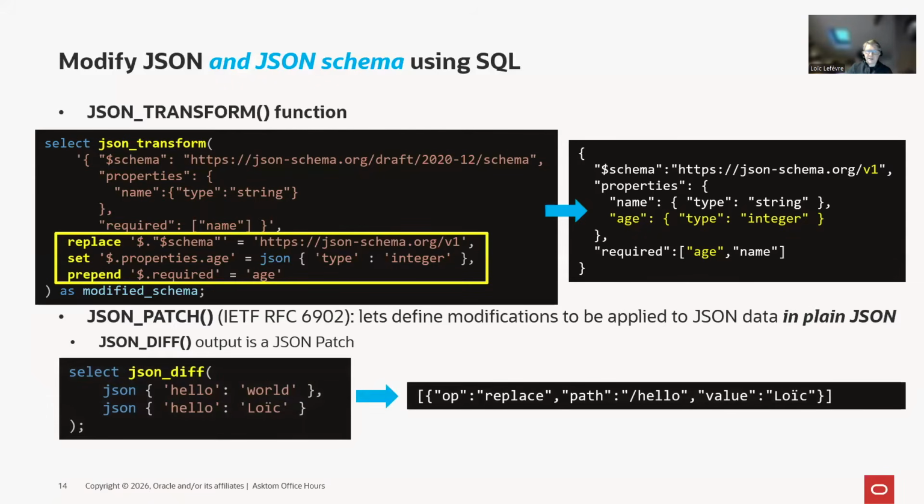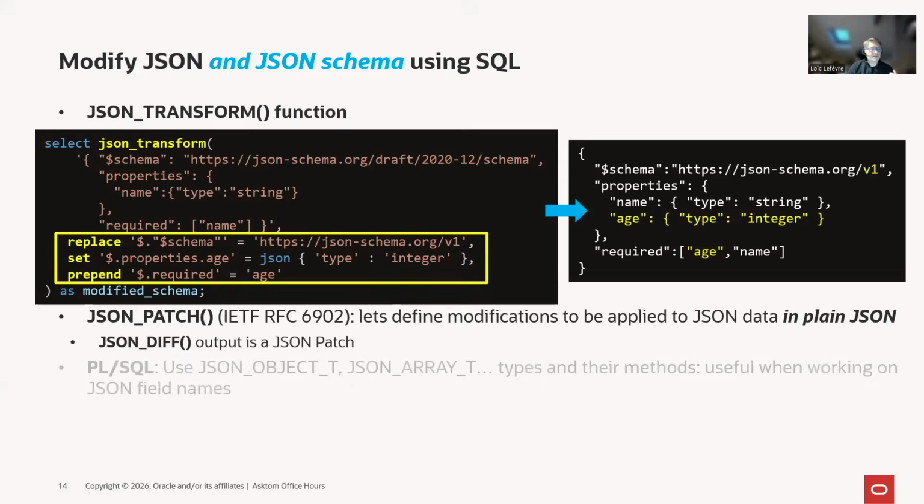We have another way to modify documents using the JSON patch, coming from the standard RFC 6902. It lets you define modifications to apply to JSON data, but in plain JSON. So you can programmatically generate your JSON patch. And guess what? The JSON diff function actually does that. For example, if you do the difference between these two small documents, you get the JSON patch to apply to the first one to get the second one.